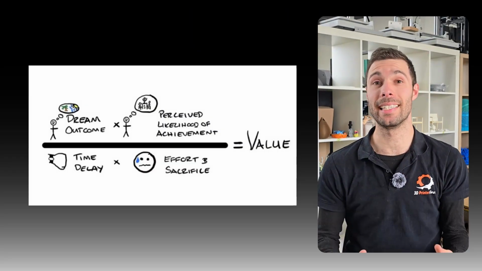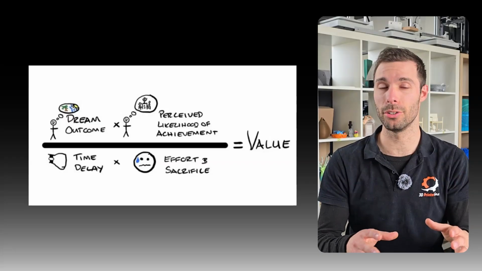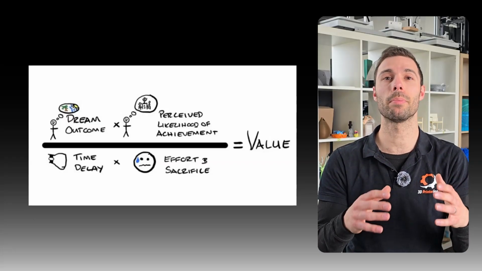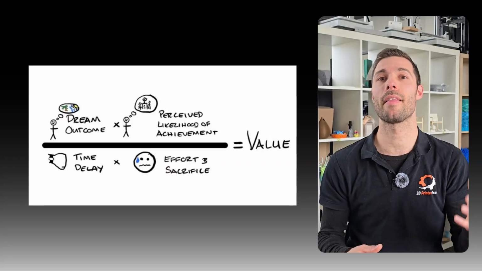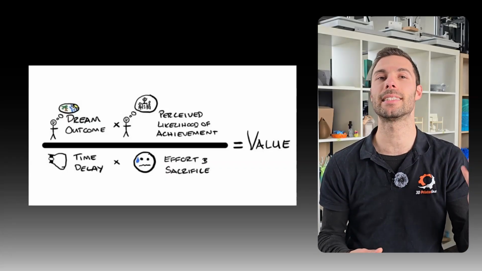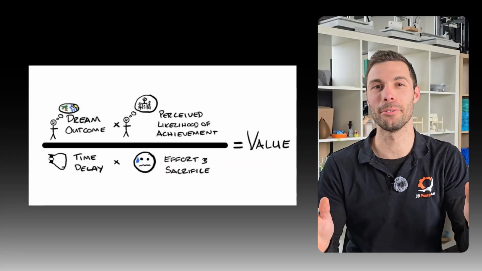So to create a valuable offer, let's use Alex Hormozi's offer formula to gauge perceived value. The formula is that the perceived value equals the dream outcome multiplied by the perceived likelihood to achieve this outcome, divided by the time delay and the effort and sacrifice. So what does this all mean?